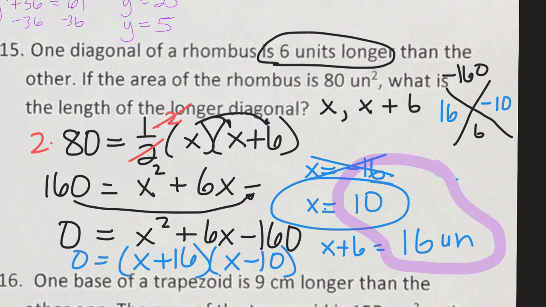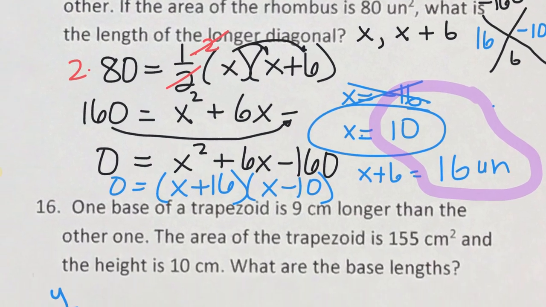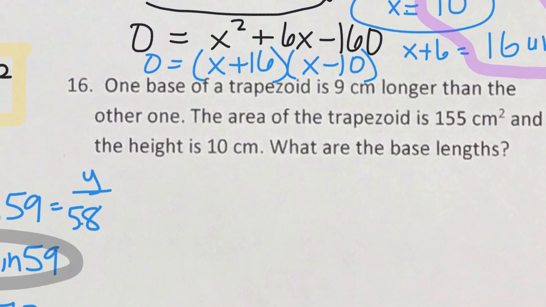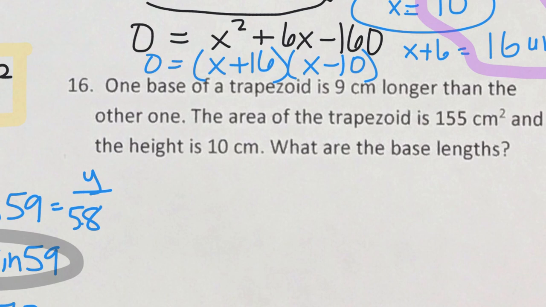Okay, so when you're multiplying together like you are on a rhombus, you're going to get a quadratic to solve. Hopefully your teacher is nice and gives you something that's actually factorable, which it should be, hopefully. I betcha. Okay, 16. One base of a trapezoid is 9 centimeters longer than the other.